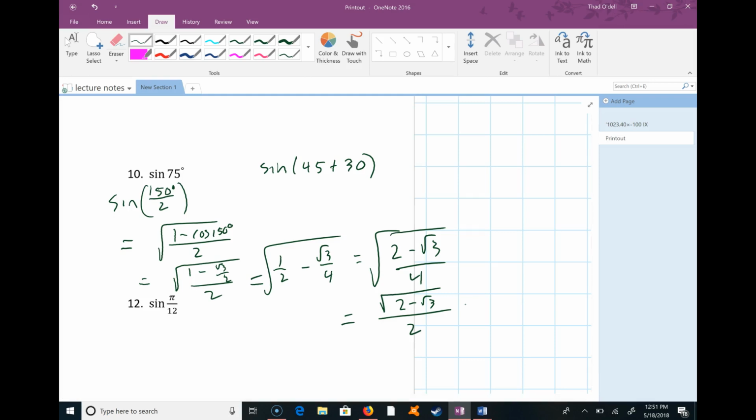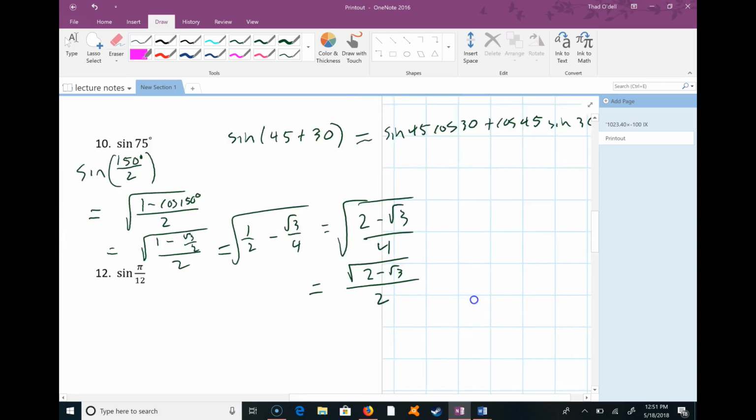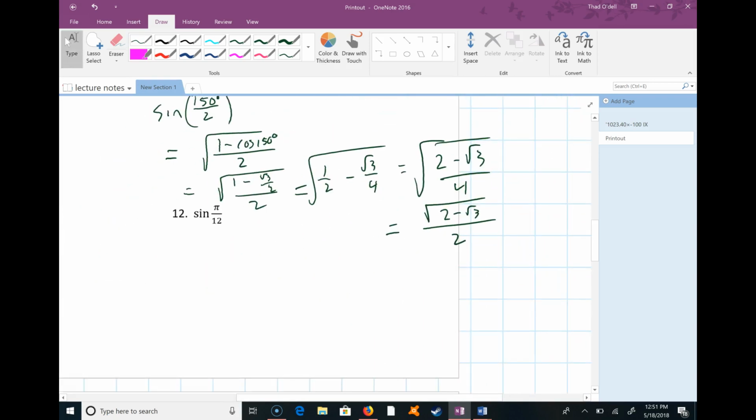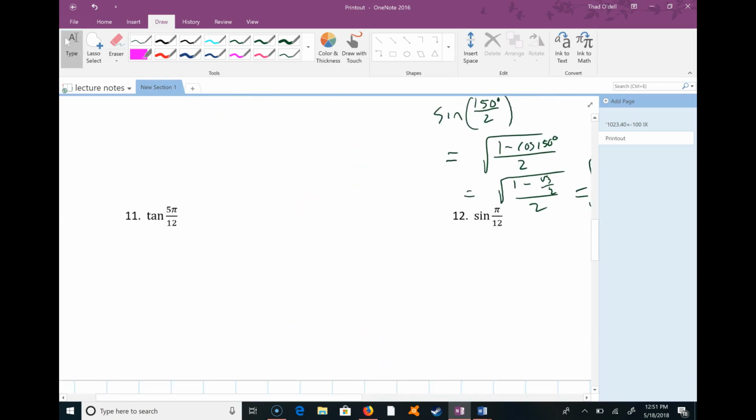And of course, you could run through that one, and notice that when you run through this one, you will get an answer that looks different, but if you throw them both in your calculator and approximate them, it will give you the same answer. So that might be a good exercise for you to run through this one, because you would have sine of 45 times cosine of 30 plus cosine of 45 times sine of 30, right? And you should be able to get an answer that if you put in the calculator is the same as that.